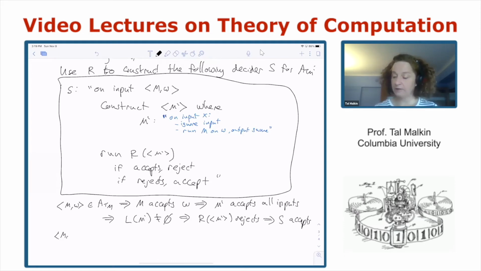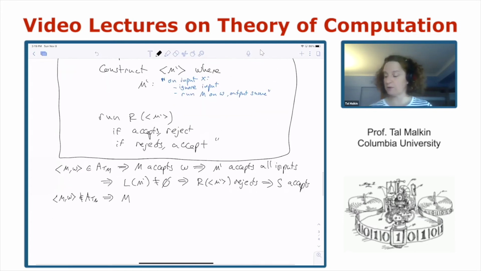On the other hand, if MW is not in ATM, then M does not accept W. So M either rejects W or runs forever on W.